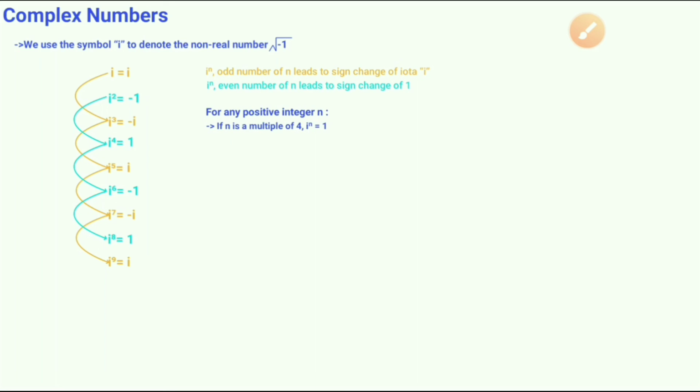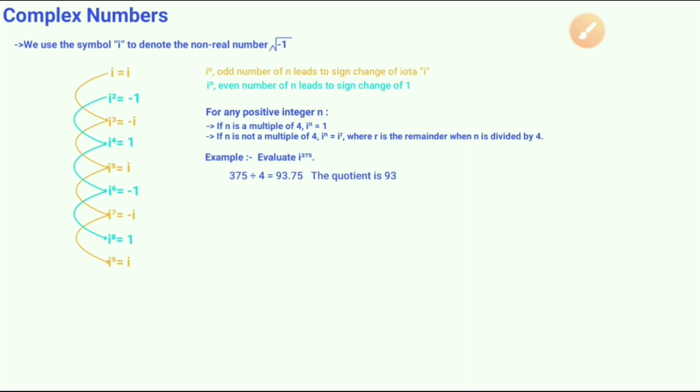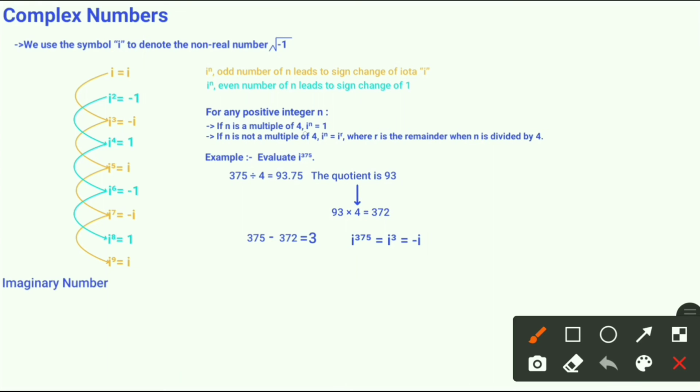For any positive integer n, if n is a multiple of 4, then iota to the power n is equal to 1. If n is not a multiple of 4, then iota to the power n is equal to iota to the power r, where r is the remainder when n is divided by 4.